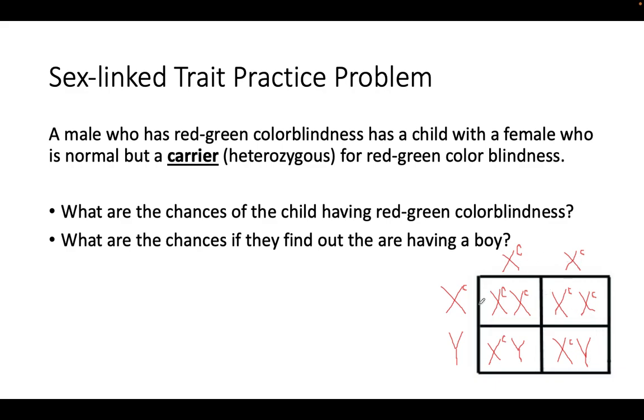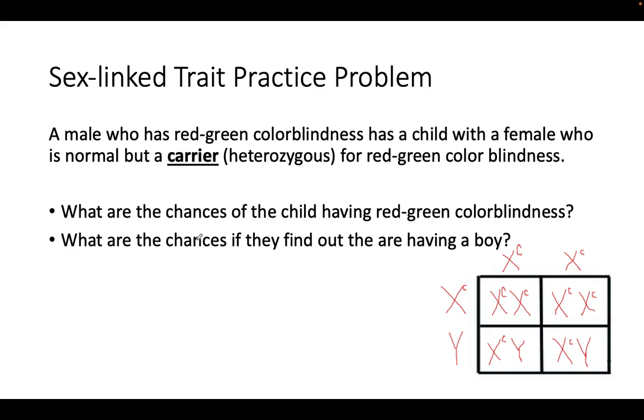So based on this cross, because the mom's a carrier and the dad has color blindness, this is actually the only way you're going to get a colorblind female. The mom would have to be a carrier for the trait, and the dad would have to have the color blindness trait.